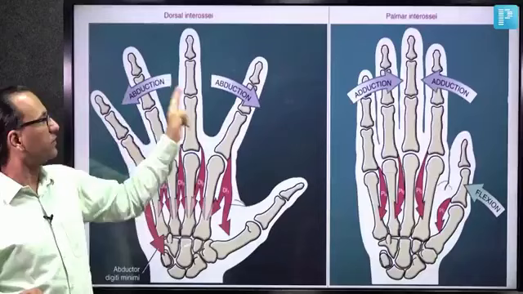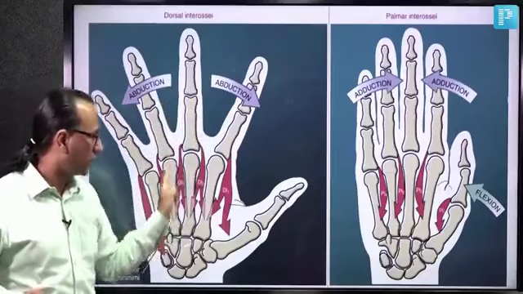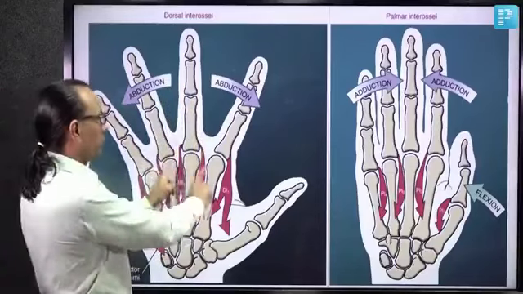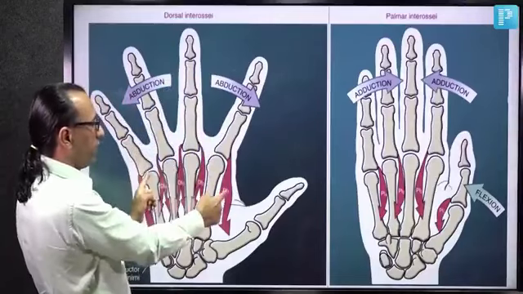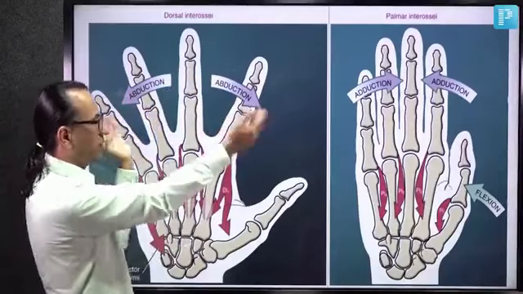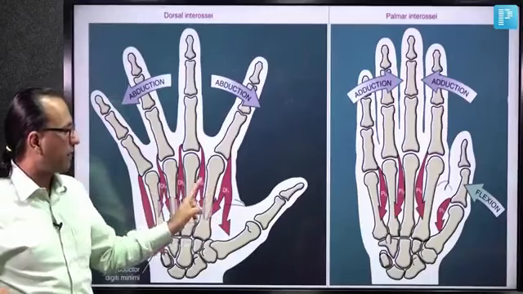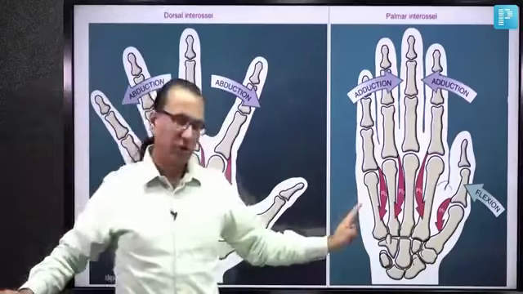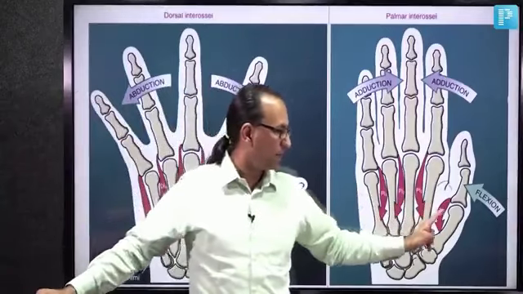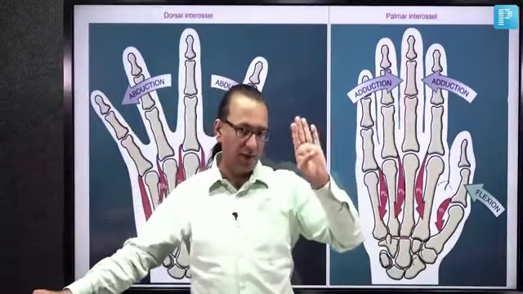If you move the middle finger towards the little finger side, then you are using dorsal interossei here. So 2 dorsal interossei on the middle finger, otherwise you have 2 more for the other fingers to spread the fingers. And you can see all the dorsal interossei are bipennate, but palmar interossei are only unipennate.